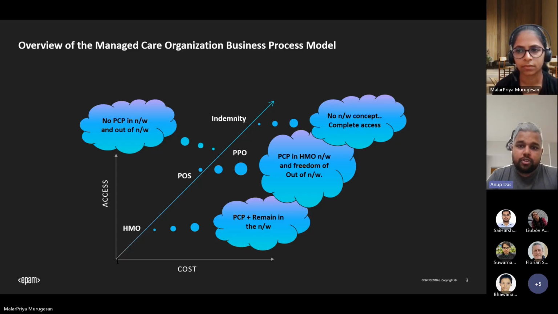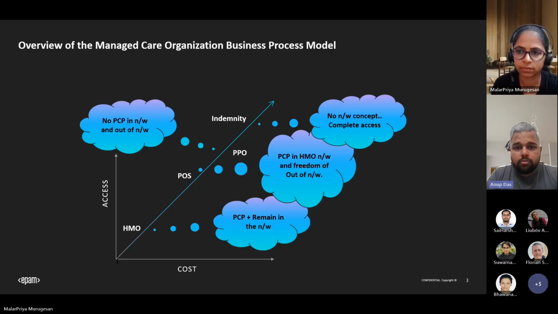The primary care physician and the services that are provided remain inside the network, and the cost is also minimal. Now, if you want higher access, you go to POS, which is point of service plans, or preferred provider organizations, where some of the PCPs are inside the HMO network and there is the freedom of out of network as well. But for PPO, you can see both are out of network and there is more freedom. And once you go to indemnity, there is no network concept altogether. You have complete access to all the managed healthcare options or services that you can take, with higher cost, obviously.